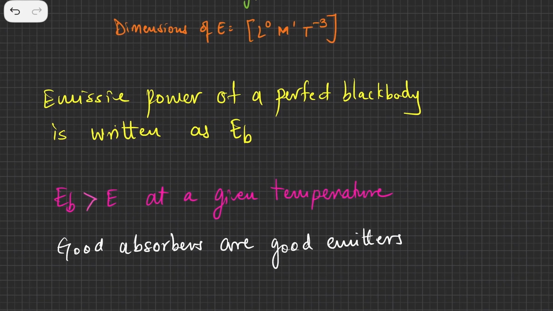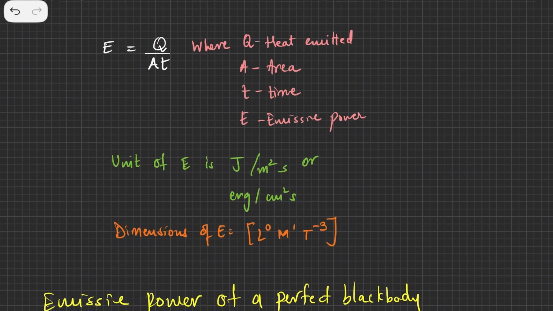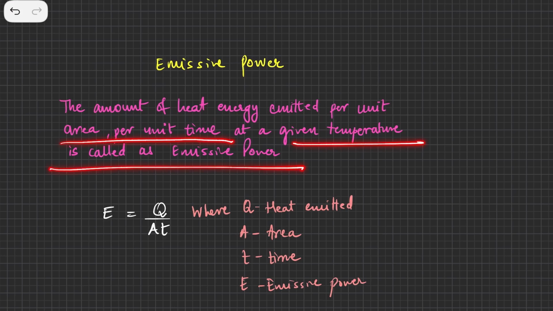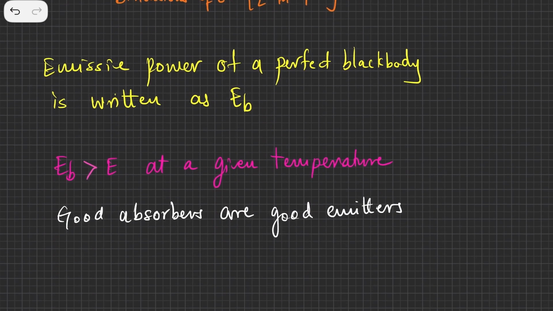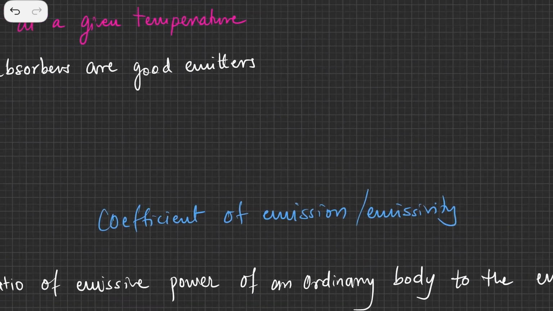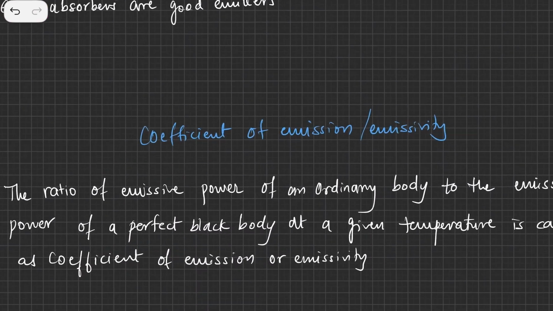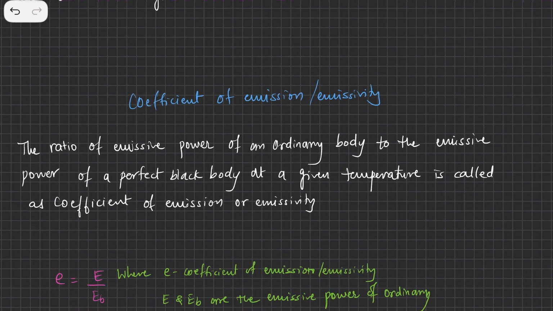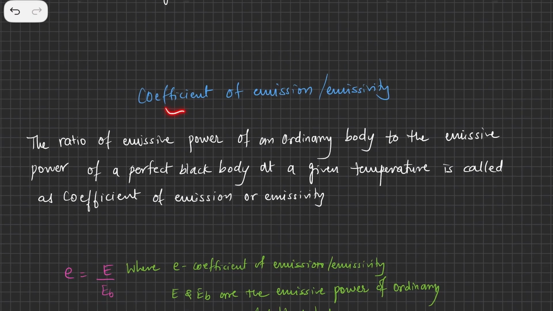So this is one of the topics in this video, which is emissive power. Again, the amount of heat energy emitted per unit area per unit time at a given temperature is called emissive power. Now the next topic is the coefficient of emission, which is also called emissivity. You can see on the screen, coefficient of emission or emissivity. This is written as small e.